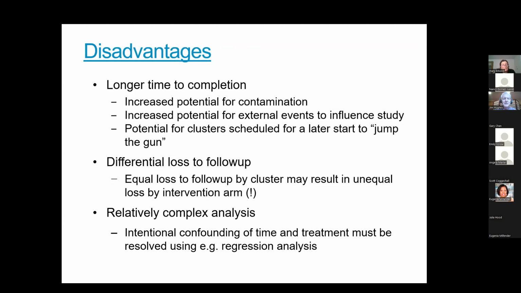Other interesting aspect of the stepped wedge design is that even if you have equal loss to follow-up by cluster, that could result in unequal loss by intervention arms. So imagine that you have very good retention early in the trial, but then people start to drop out later in the trial. Well, later in the trial is when almost all of our intervention data is coming from, whereas early in the trial, we're getting most of the data as control data. So you then are creating an imbalance in the loss to follow-up between the intervention arms, even though it's sort of the same for all the clusters. So that's an interesting aspect of this.